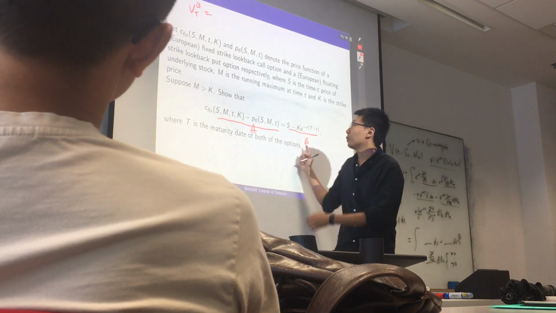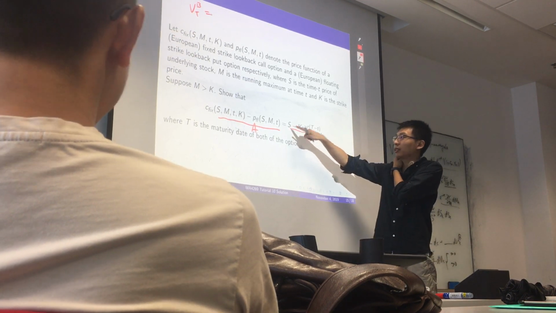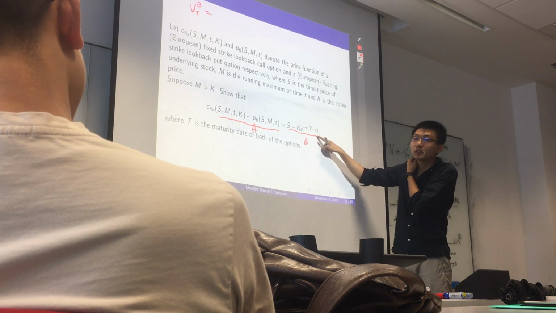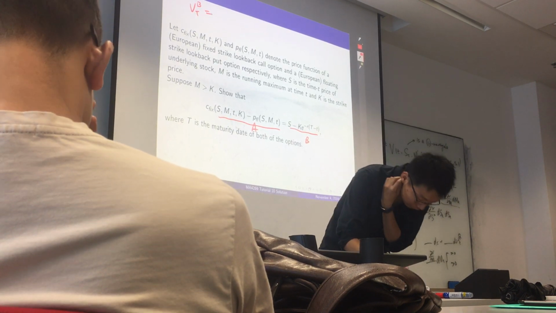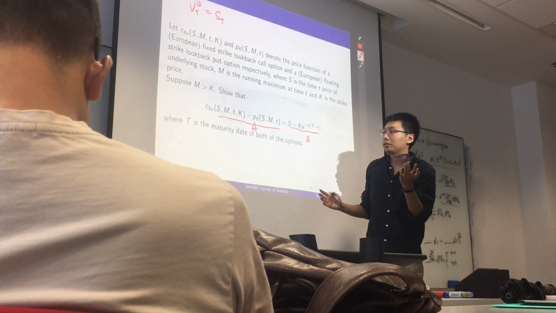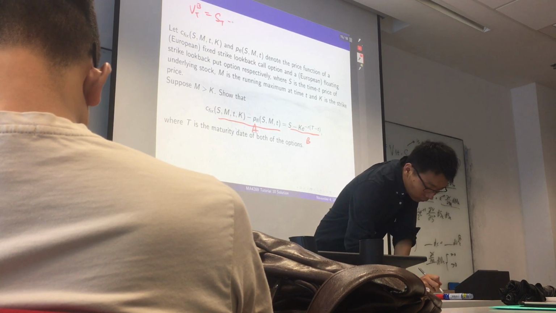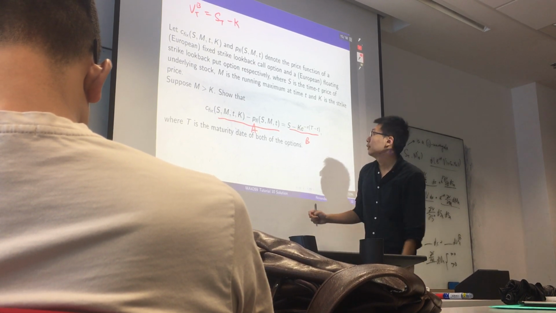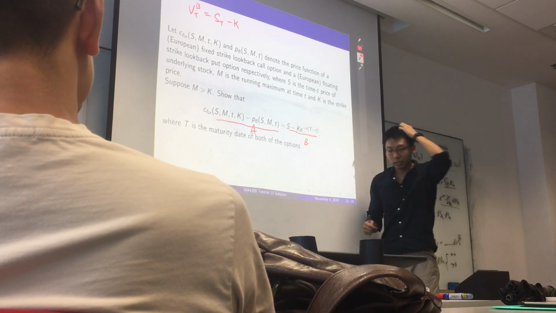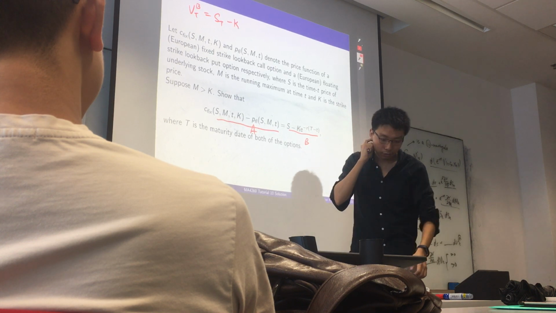Let's look at portfolio B first, because it's much easier. It only consists of 1 unit of stock and this amount of cash at time t. Then at time t, the stock price will become xt, that's 1 unit of stock, and this amount of cash will become minus k dollars. This is the amount of cash at time t. After some interest at maturity time, it becomes minus k.